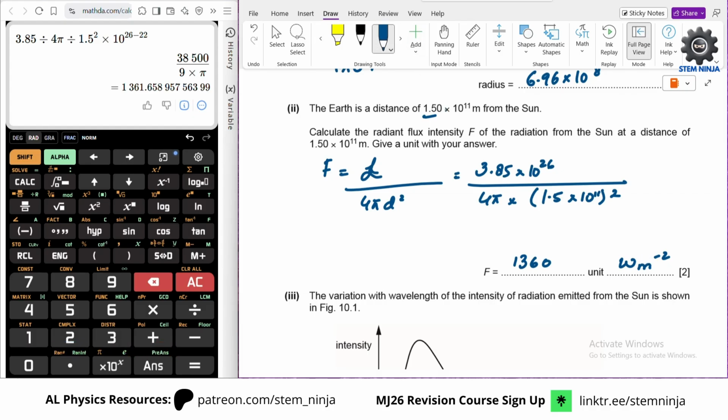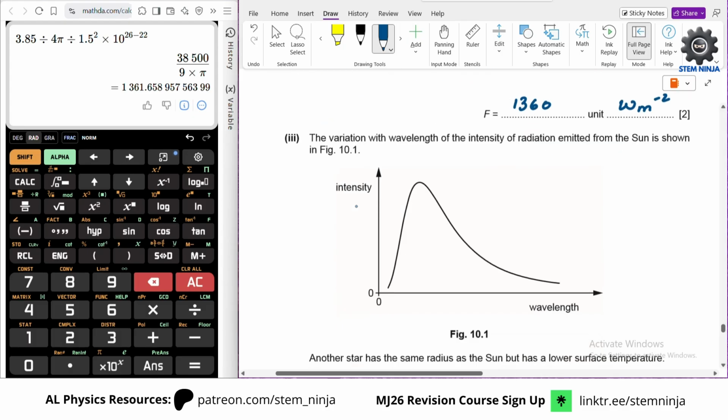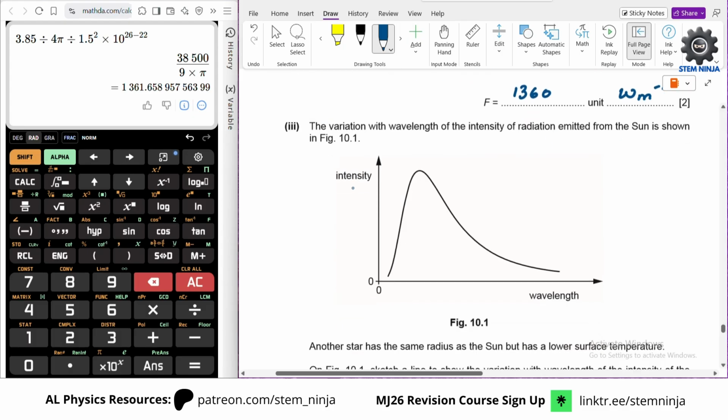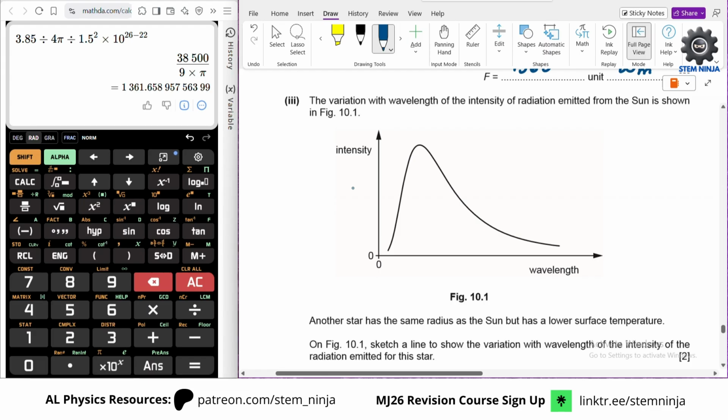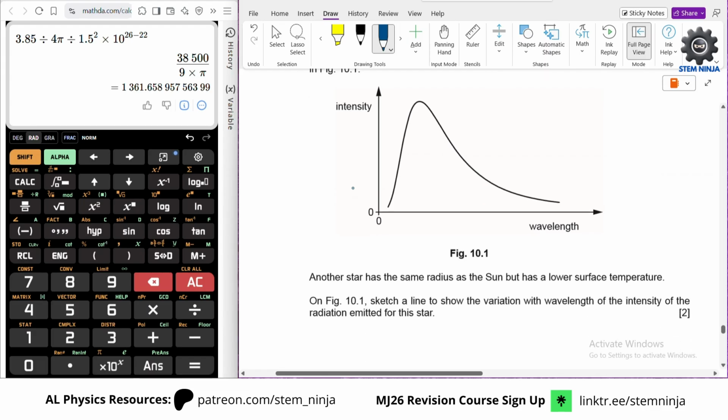Right, okay. The variation with wavelength of the intensity of the radiation emitted from the sun is shown. Another star has the same radius as the sun but has a lower surface temperature. On figure 10.1, sketch a line to show the variation with wavelength of the intensity of the radiation emitted for this star. So it will be slightly lower and the peak would be like this.